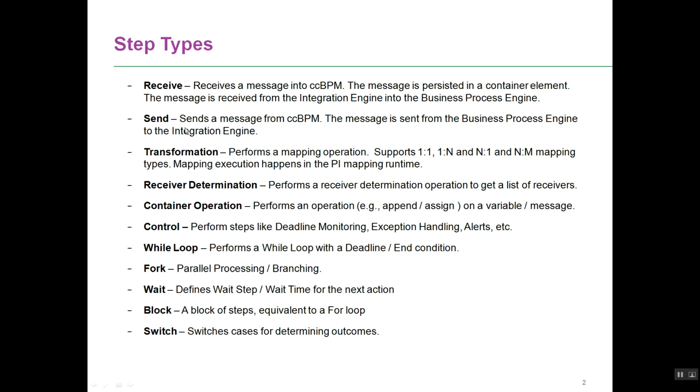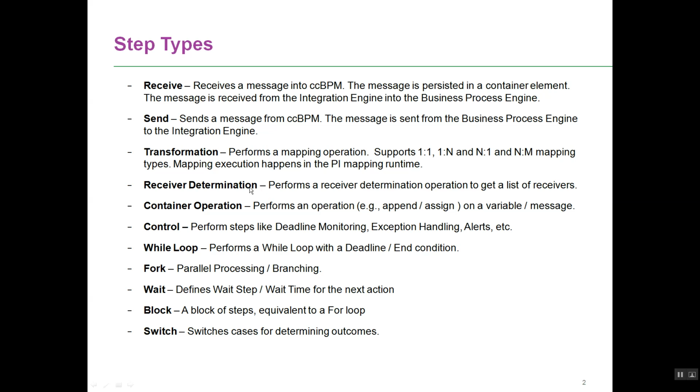A send step is to send a message from your ccBPM. When a send step is used, it will trigger the message from the business process engine to the integration engine. A send step can be of two types: asynchronous and synchronous. A transformation step is used to perform a mapping operation where you want to execute a mapping. All different types of mappings are supported: 1:1, 1:n, n:1, and n:m mappings.